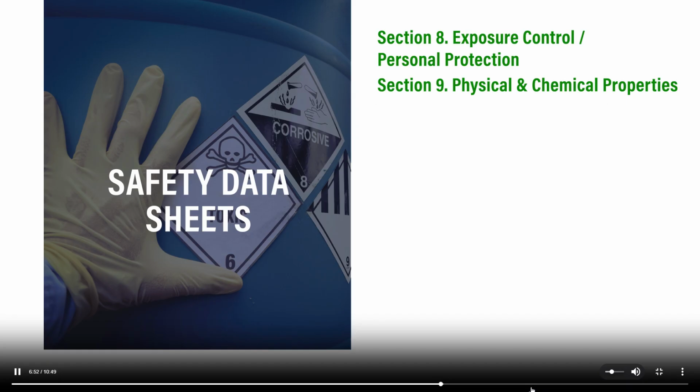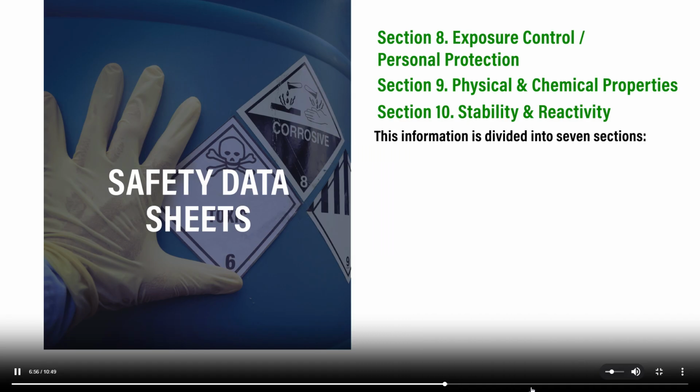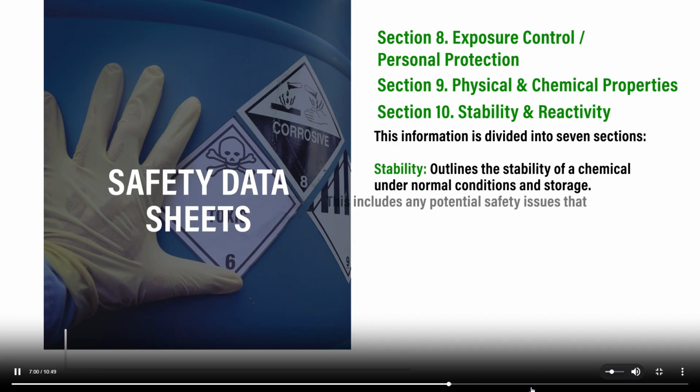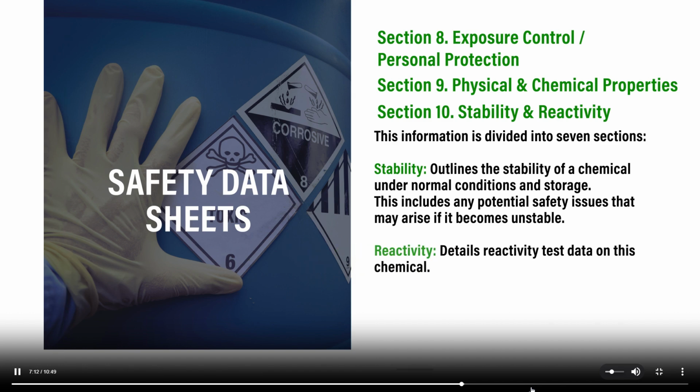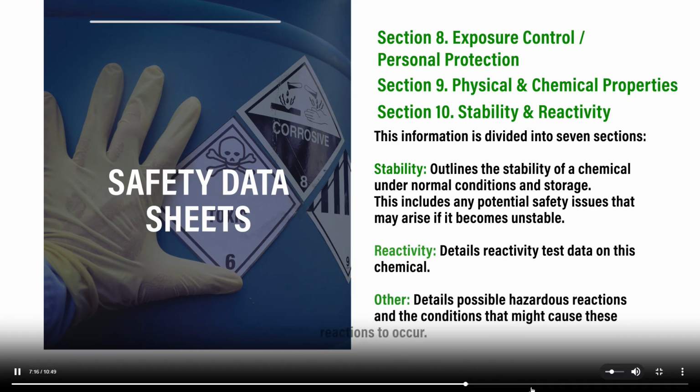Section 10 of the safety data sheet covers stability and reactivity. This information is divided into 7 sections. Stability outlines the stability of a chemical under normal conditions and storage. This includes any potential safety issues that may arise if it becomes unstable. Reactivity would detail reactivity test data on this chemical. Other would detail possible hazardous reactions and the conditions that might cause these reactions to occur.